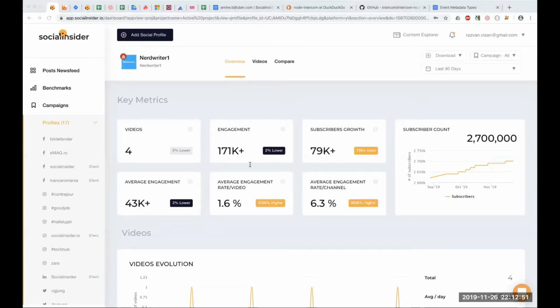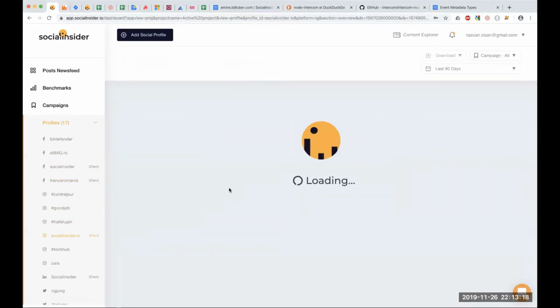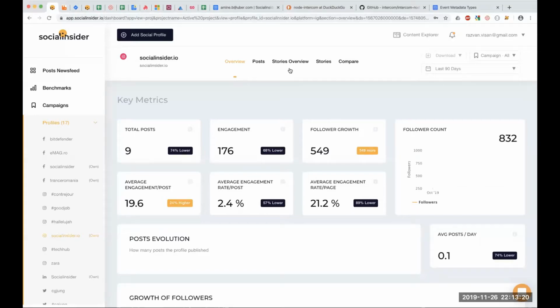So the one track is the post track, the second one is the fans. The fans are usually only available after the day someone adds the page or the profile in Social Insider. Now, there are some more data limitations I want to talk to you about.